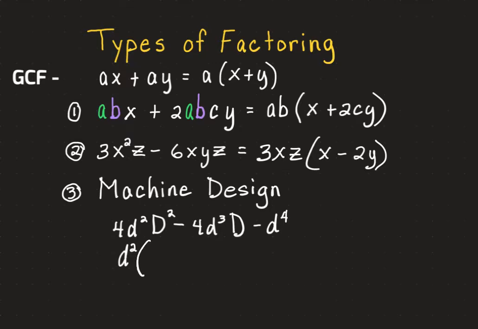If we divide d squared out of the first term, we are left with 4 capital D squared. If we divide d squared out of the second term, we are left with 4d capital D. And in the last term, if we factor out the d squared, we are left with negative d squared. And that was the greatest common factor, factoring.